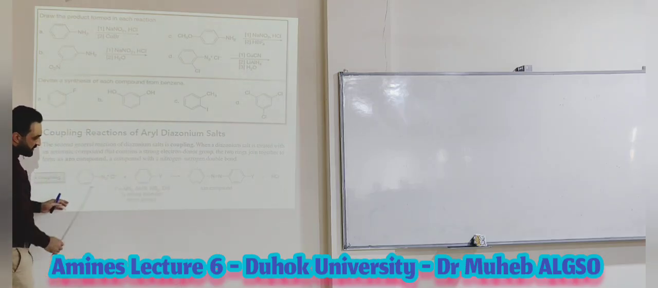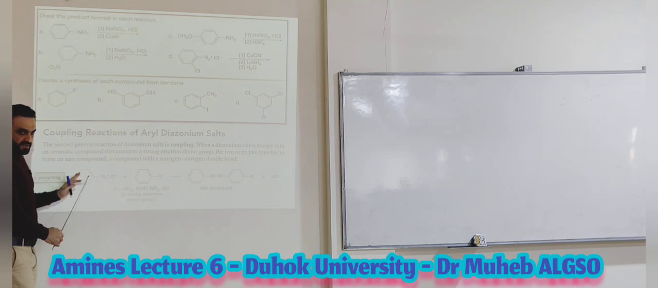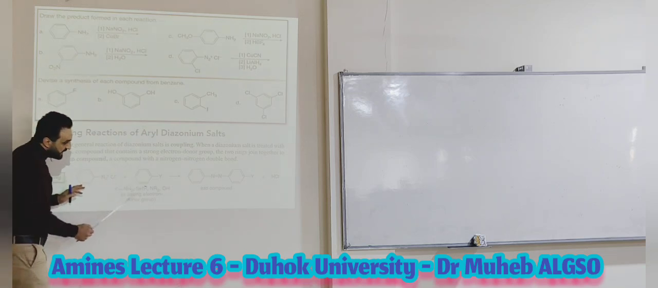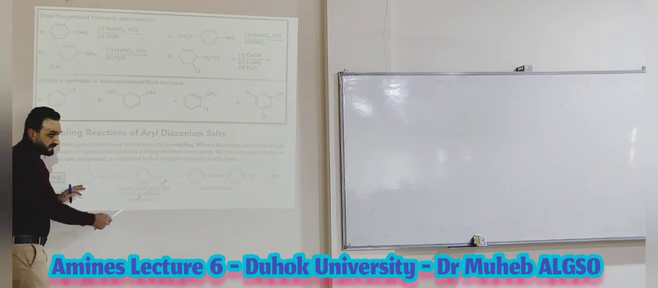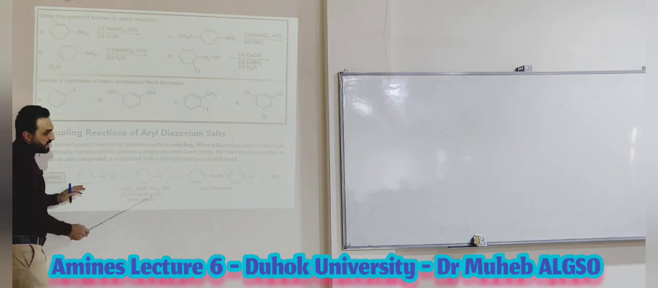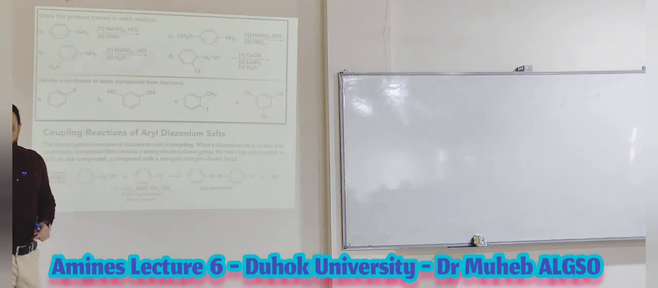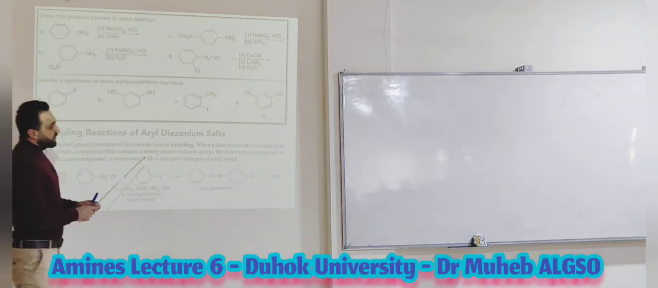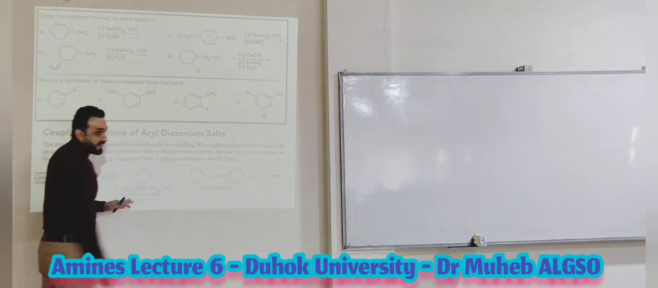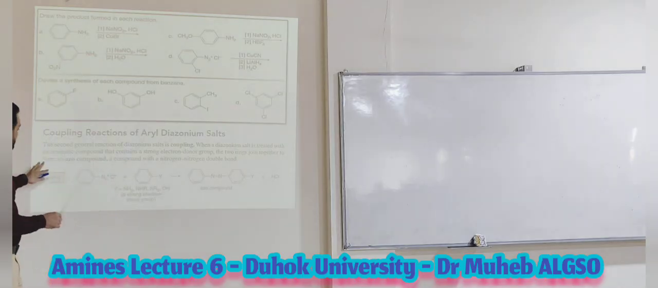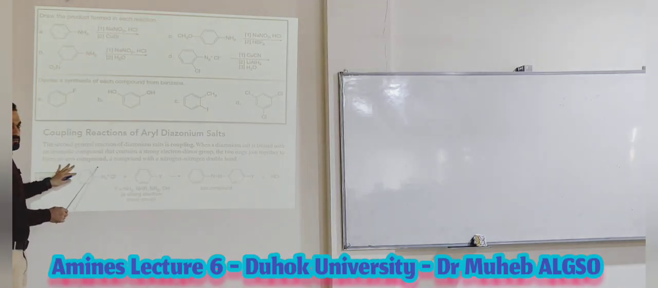So this is the diazonium salt. We already prepared the diazonium salt. It will go to coupling with this part. This Y is a strong electron donor group. The two rings join together, as I said to you before, to form what? To form an azo compound.